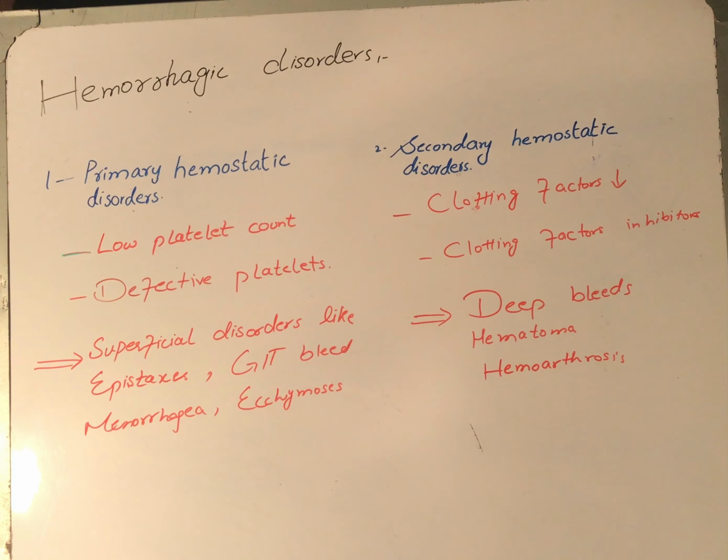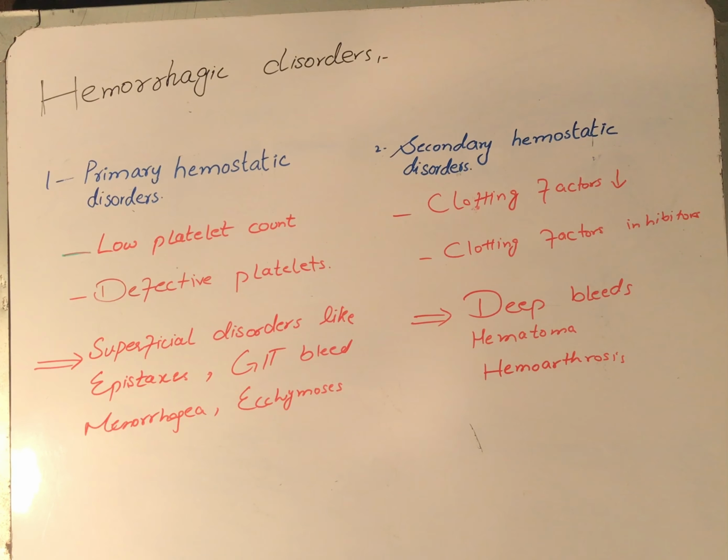So if you can recall the previous lecture, I have mentioned that platelets are involved in primary hemostatic plug formation. So whenever there is any abnormality with the platelet count or platelet shape or structure, that is, whenever there are defective platelets or a low platelet count, there will be a primary hemostatic disorder. Now, the first reason for the primary hemostatic disorder is low platelet count.